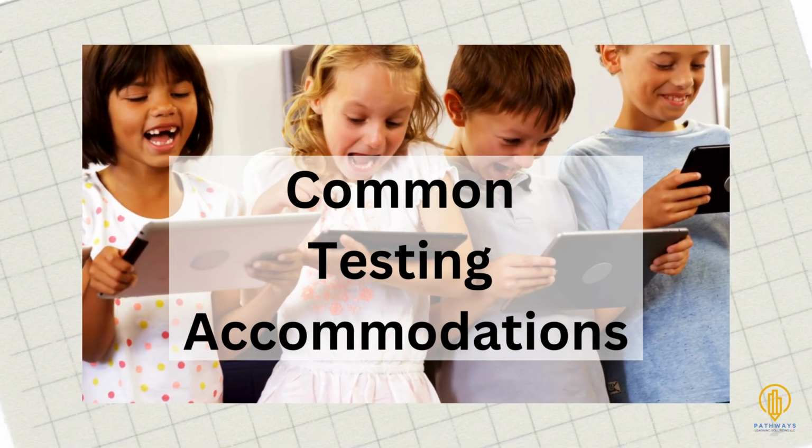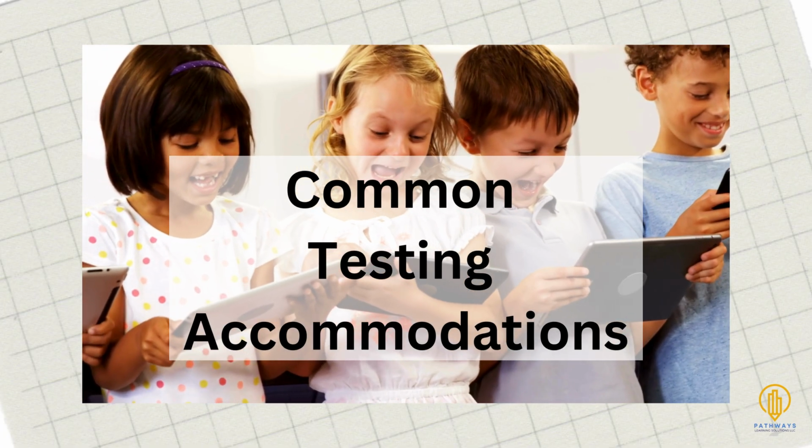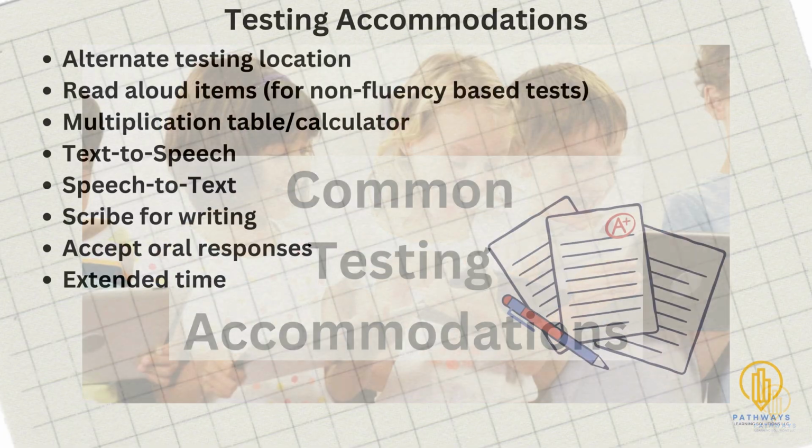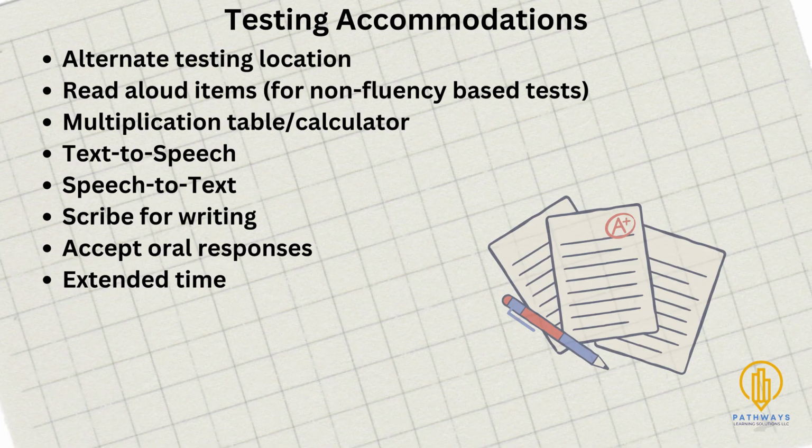Now let's discuss some common testing accommodations. Those would include providing an alternate testing location in an area that's maybe smaller with supervision, of course, but has fewer distractions. You can read the test aloud to the student as long as it's not a fluency-based assessment. You can provide a multiplication table or a calculator as long as you are not assessing being able to recall multiplication facts or some other fact.